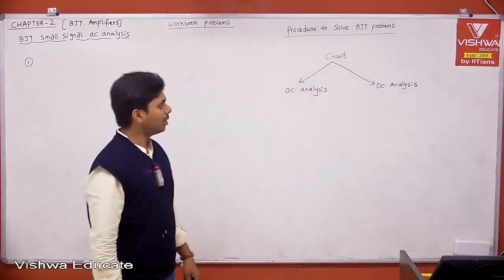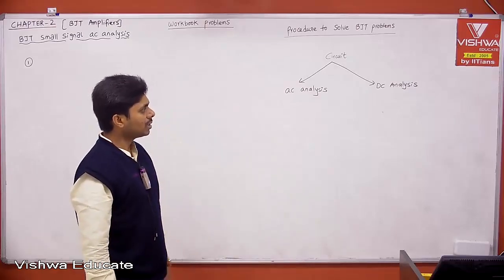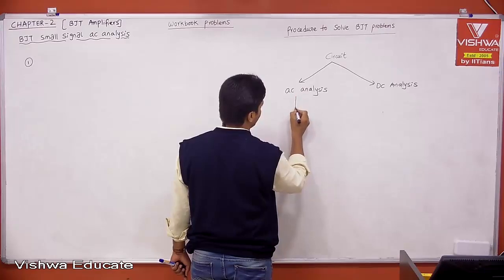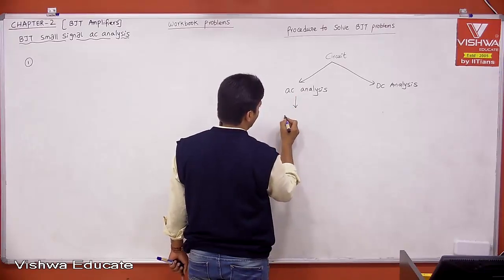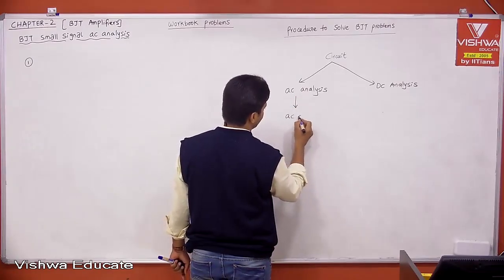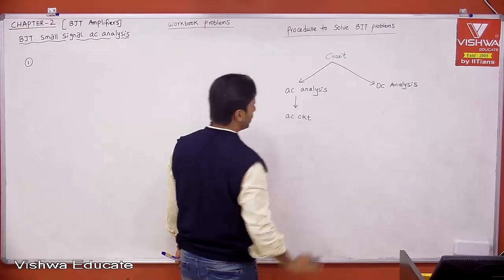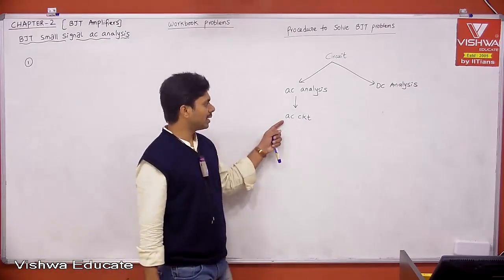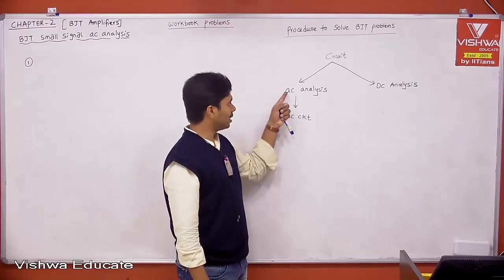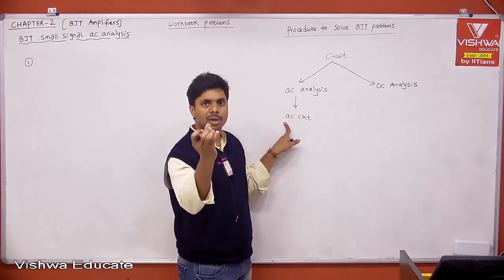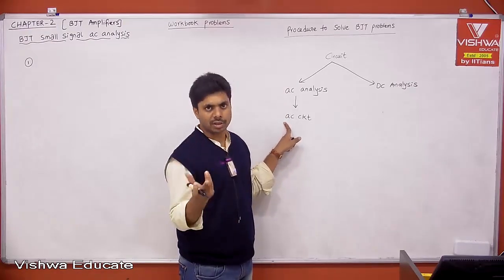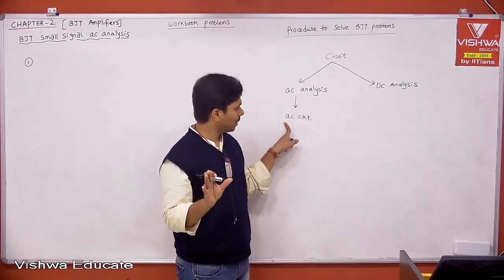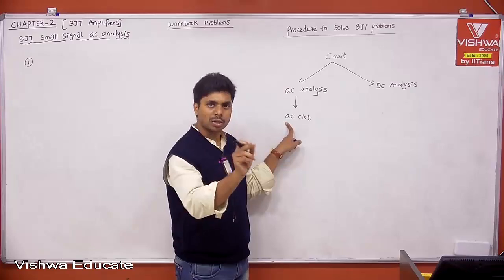After knowing that the problem is related to AC analysis, the next step is to find the AC circuit immediately. What do you mean by AC circuit? If there is an inductor, for AC analysis it acts as an open circuit. Even if it offers some impedance or reactance, you can treat it as an open circuit. And if there is a capacitor, short it.